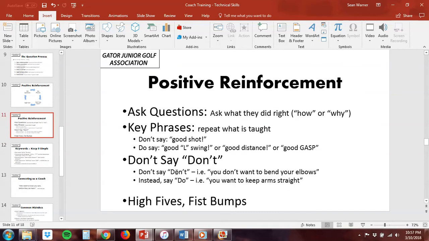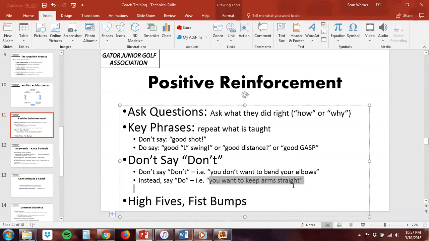All right, so don't say don't. Just show them what they do want to do. You always want to be talking about what you want them to do, because if you start saying don't, they get confused. So basically, you always just want to say, just keep your arms straight. You just say you want your arms straight. Not, oh, on that last swing your elbows were bent. Just say, okay, you want your arms straight. Show me straight arms.